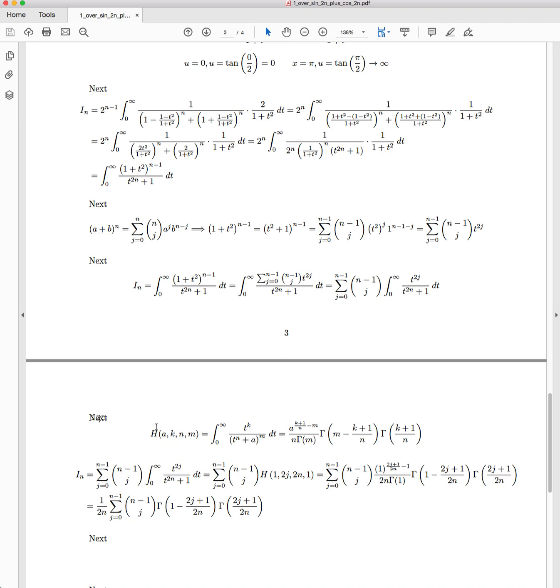Okay, so as I said, we're going to rely on this integral here, which is a generalized integral, so it actually complicates this a little bit further to go into a general form, which is the integral from 0 to infinity of t to the power of k over (t to the power of n plus a), where a is a positive constant, all to the power of m.